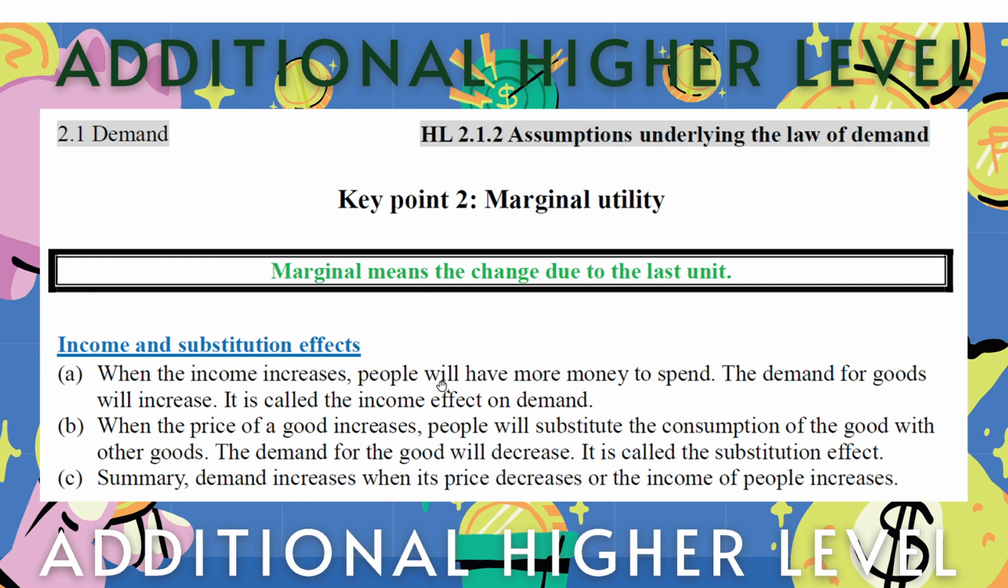When income increases, people will have more money to spend, right? So in general, the demand for goods will increase. It is called the income effect on demand. Yes, I learned it. And the other is called the substitution effect.